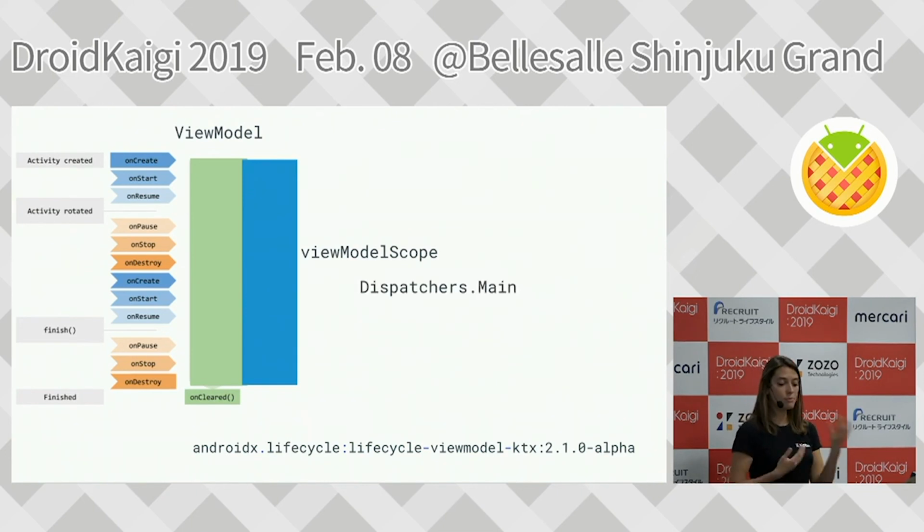The viewModelScope is bound to Dispatchers.Main. So this means that you have to make sure that you're switching context whenever you're doing any long-running operations.